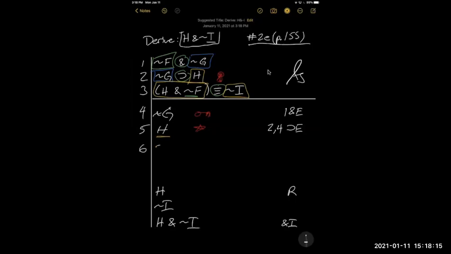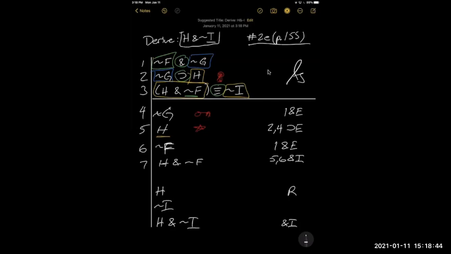Line 6, I'm going to just go ahead and break apart that conjunction again from line 1, and this time get the tilde F. That's an F, by the way. That looks worse now. Okay. And now that I have H and tilde F, and line 7, I'm going to go ahead and just smash them together. So that's line 5, 6, conjunction introduction.